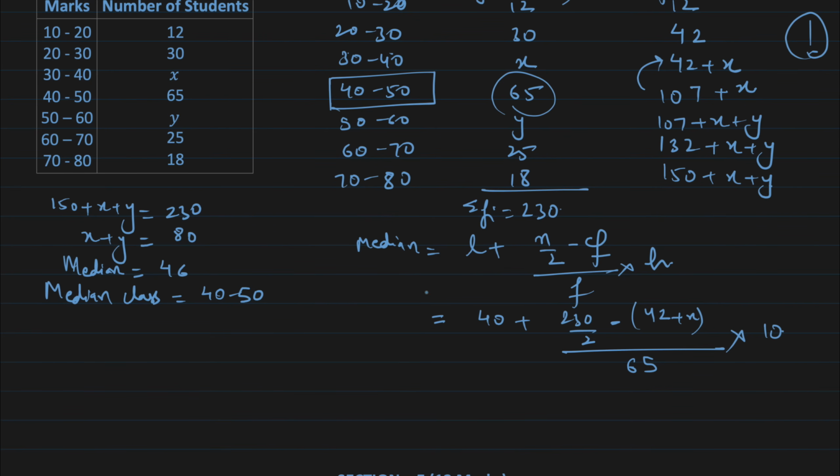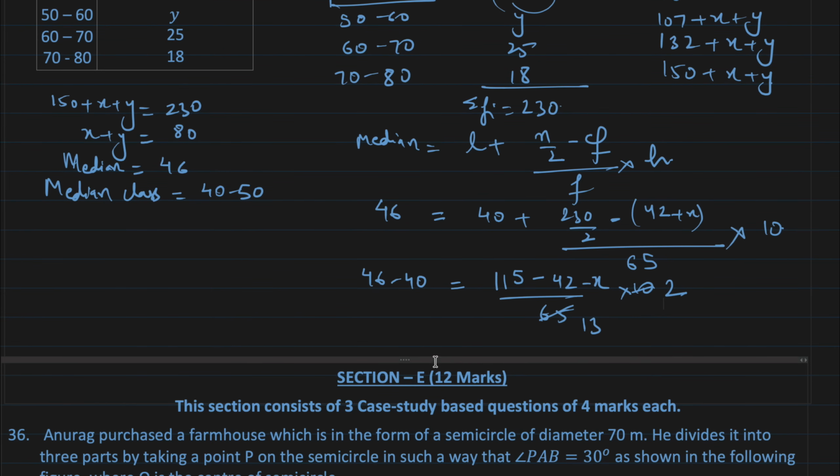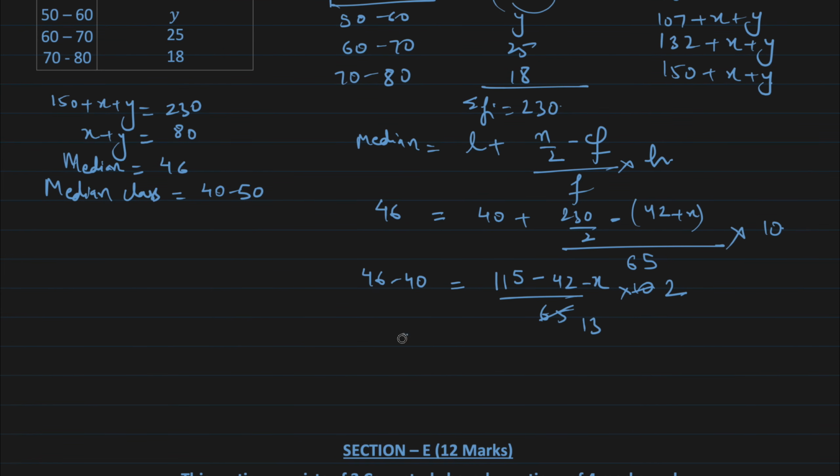The median is given as 46. So bring this 40 here. Don't take the LCM and unsolve it. Bring this 40 over here. So 46 minus 40 equals 115 minus 42 minus x by 65 into 10. So this is how much? 5 cancels, 13, and that will be 2. Okay. So what is 115 minus 42? When I subtract, I'll get 73. Bring this 13 up, divide by 2. This is 73 minus x.